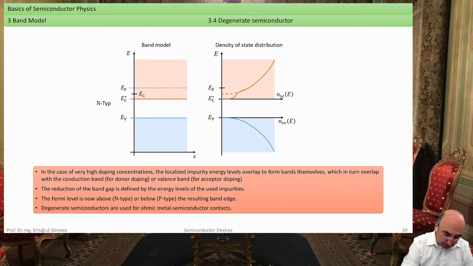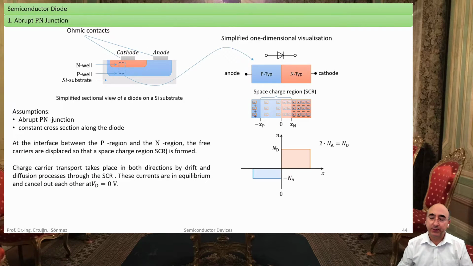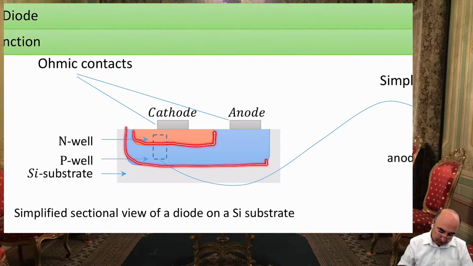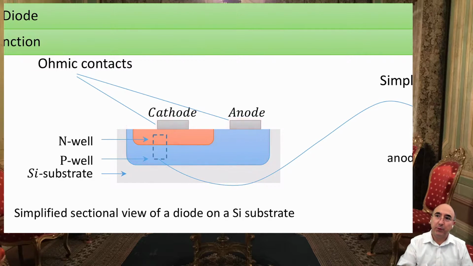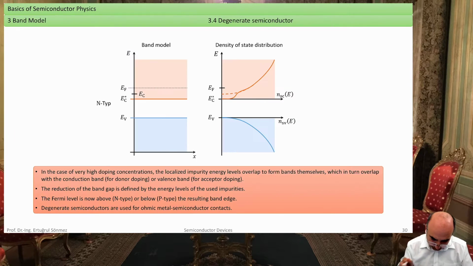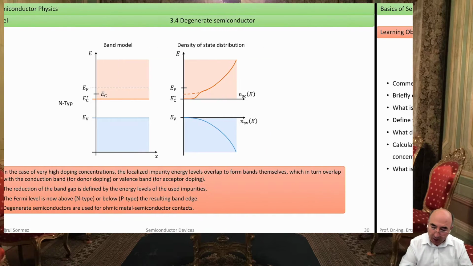These types of contacts are used some slides later. For instance, we will learn on page 44 that on an N-type semiconductor and P-type semiconductor, we place metals, and we expect that the current flows in both directions. That's the purpose. Okay, so go back to our actual slide. So that's all about the degenerate semiconductor. We generate ohmic contacts.